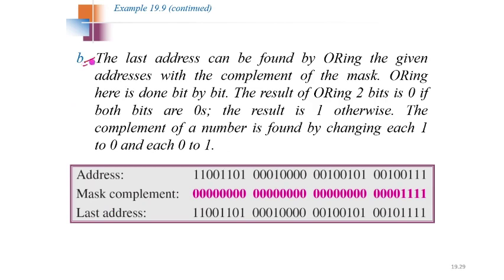Similarly, to find the last address, we take the same IP address given in the question, and then we complement the mask. Taking the ones complement just converts zeros to 1 and ones to 0. Then we do the ORing. After doing the ORing, whatever the value is, that is the last address of that block.